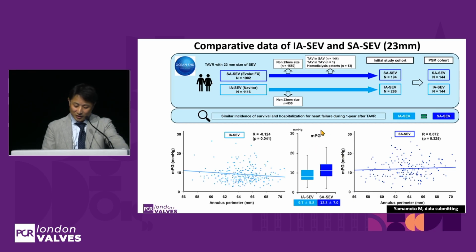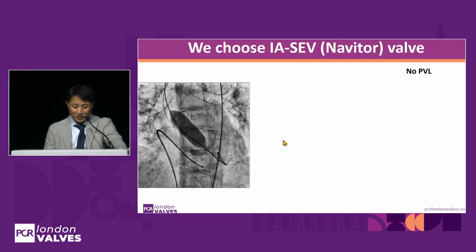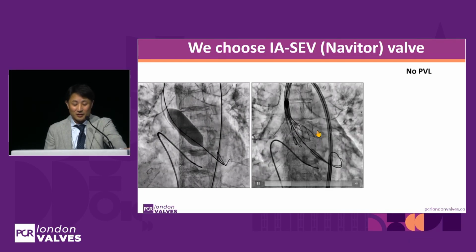Surprisingly, the mean pressure gradient is significantly lower in the intraannular designs. Because of the shape of the supraannular design, the waist is 20, so the hemodynamics is a little bit reduced compared with the intraannular designs. That result was only proven in the 23, not the 26. That is the reason why I chose this case. So I chose the Navitor intraannular self-expandable valve for this case.